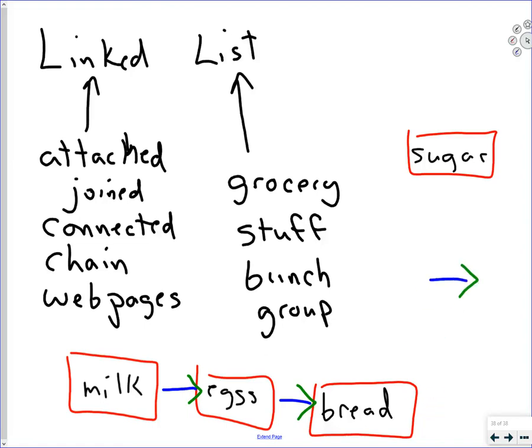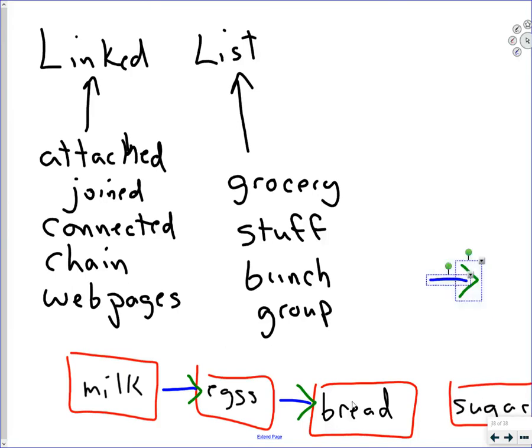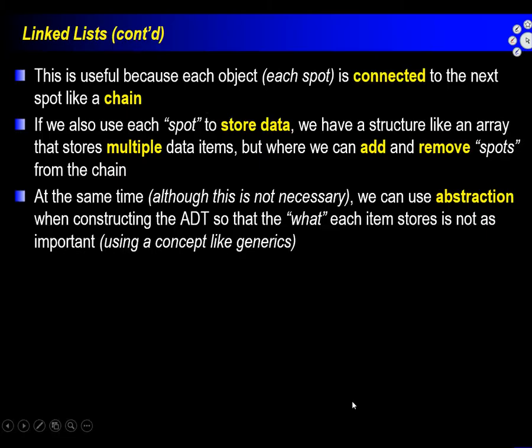Okay? Wait, I want to add sugar back to my list. What do I do? Where? After bread. After bread? So I'd put it here, and I'd put this down here. You guys know this really well before we even start. You know the concept of what we're about to do. You got it. Okay. So if we combine this with abstraction and things like generics, we can make a linked list hold literally anything.